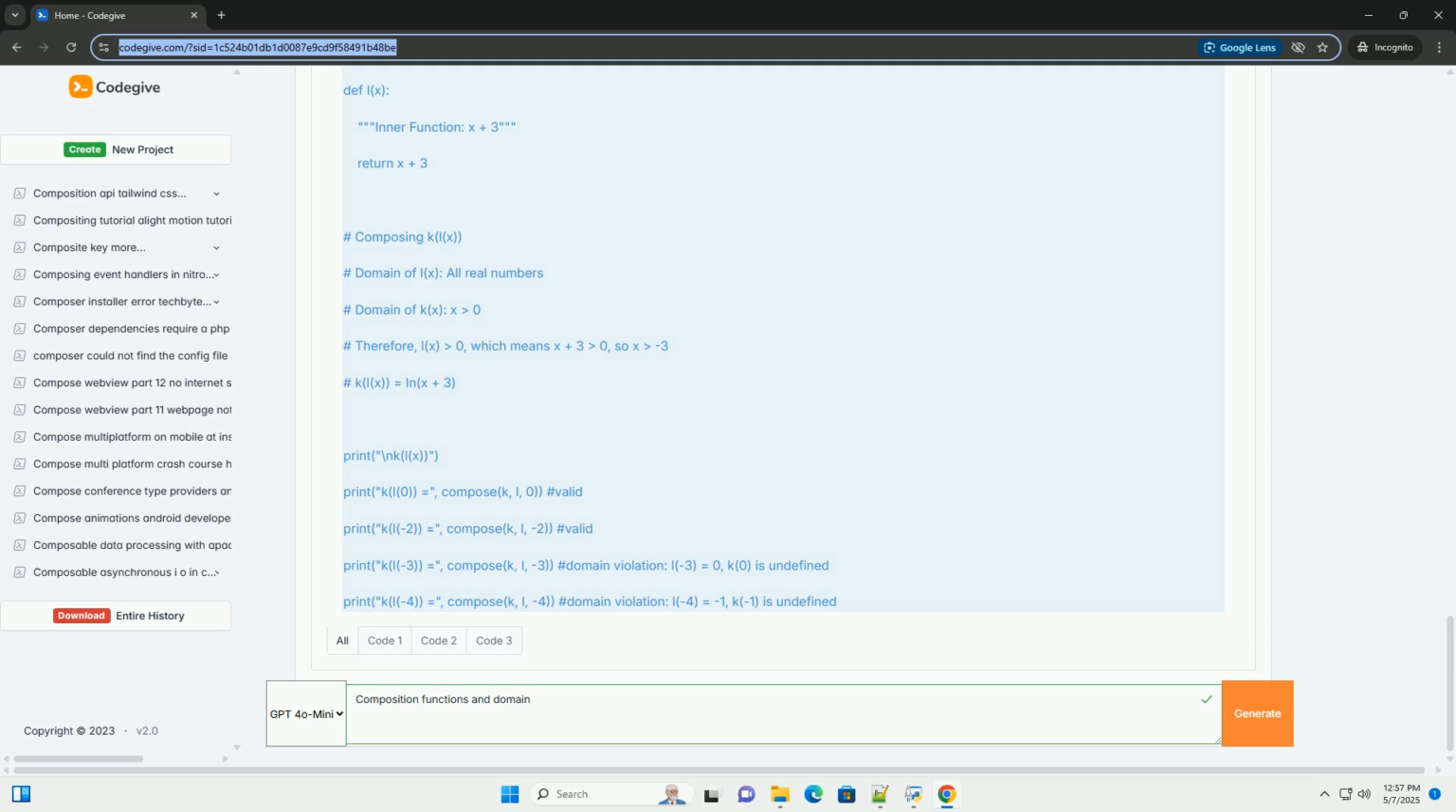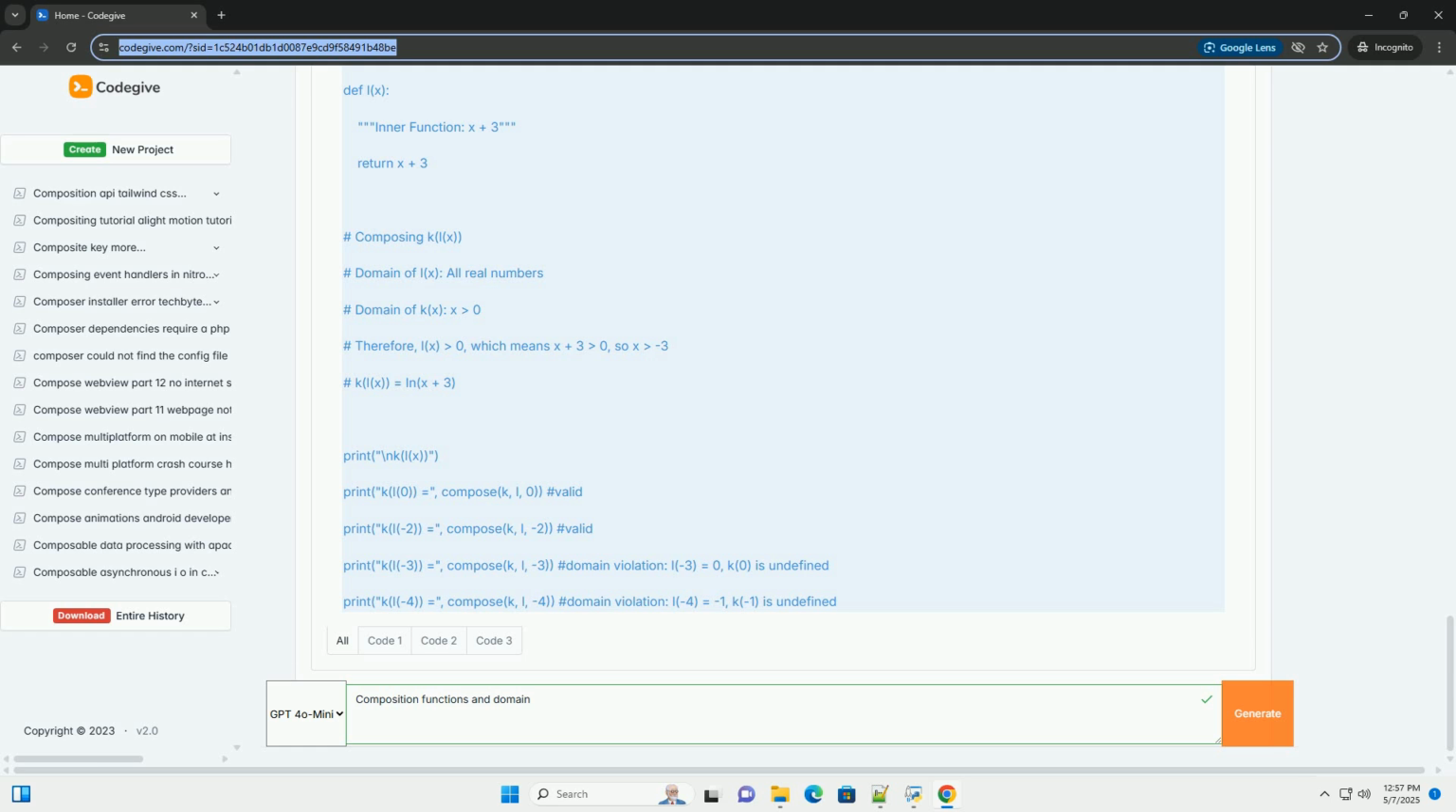Piecewise functions: if f(x) or g(x) are piecewise functions, you need to analyze the composition separately for each piece. Practical applications. Function composition is a fundamental concept in mathematics and computer science. Here are a few examples.